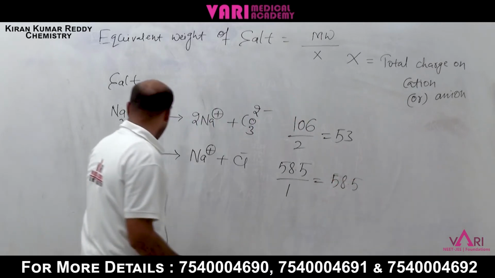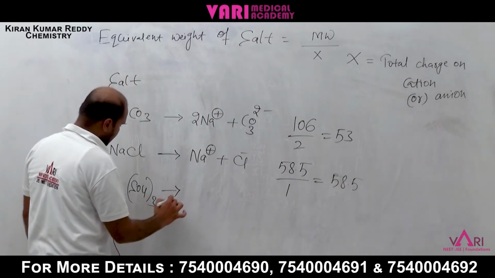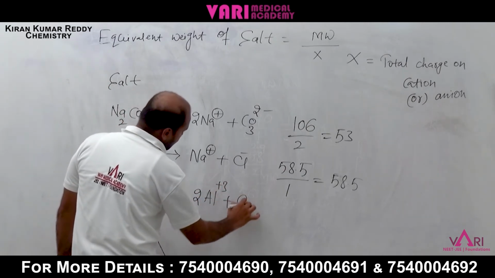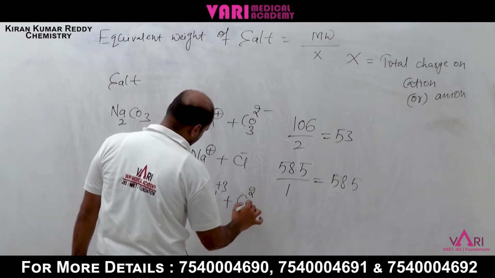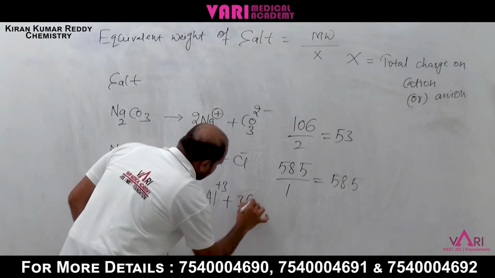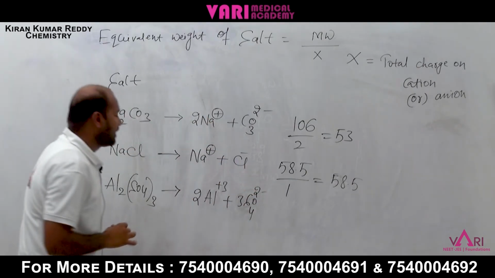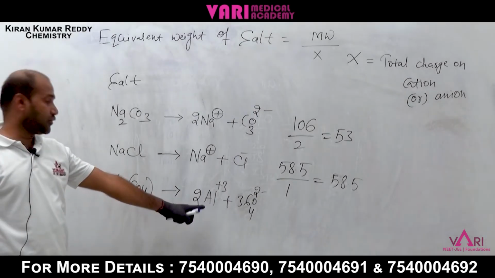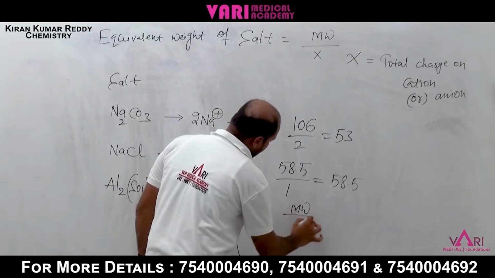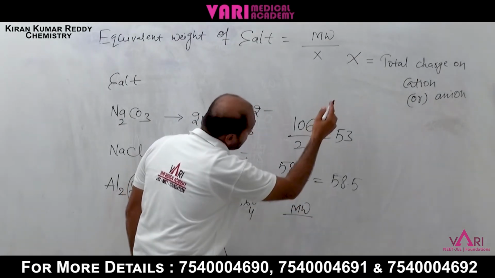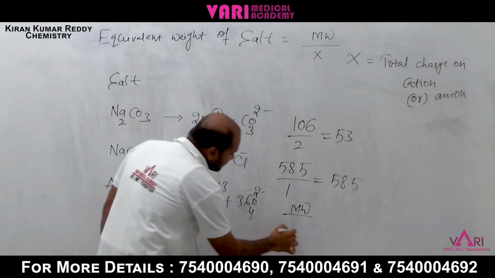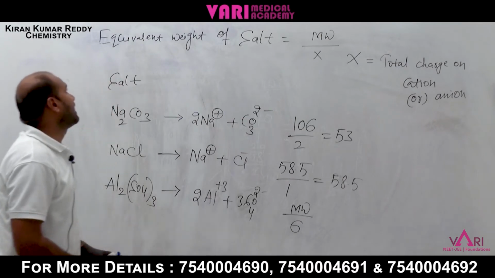If you take Al2(SO4)3, we can write 2Al3+ and 3SO4 2-. Here the total charge on the cation is 2 times 3, that is 6. Now write molecular weight by x, where x is the total charge on the cation. What is the total charge on the cation? 2 times 3 is 6. This is the calculation.